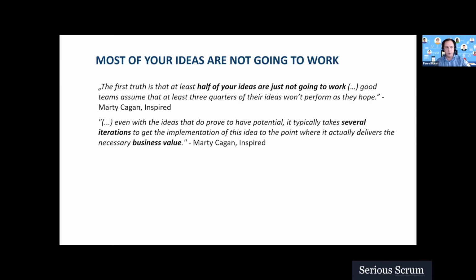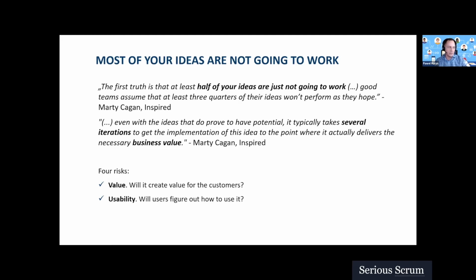And why do the ideas not work? So there are 4 types of risks that every product manager needs to keep in mind. The first is desirability. So it means that customers may not care about what we are creating. It might not bring any value to them. Another type of risk is that even if we deliver something of value, customers may not know how to use it. So it's the feature that nobody knows about.